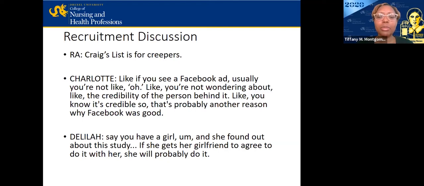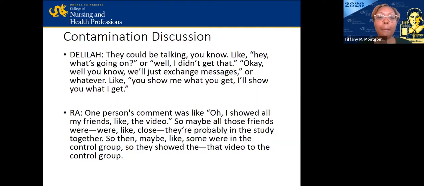And I also asked about snowballing, because snowballing was actually the highest method of recruitment, even though I didn't think that it would be. I asked why, and one person said, if you have a girl and she found out about this study, if she gets her girlfriend to agree to do it with her, she'll probably do it. So this idea of friends doing things together because they trust one another. If I'm in a study, I bring my friend on, or I tell my friend about it, she'll probably do it.